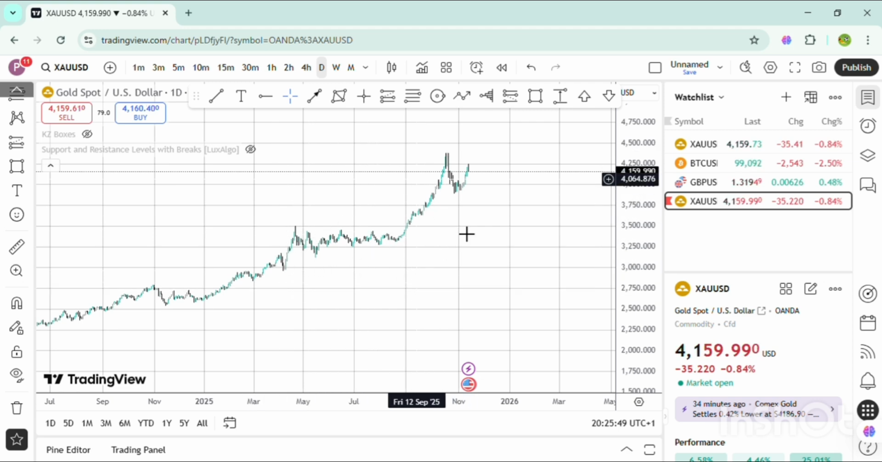On the daily time frame, you can't take your trades because it's going to take years before it plays out. So we're breaking it down. That's why we're breaking it down from the daily time frame to 4 hours, 1 hour, and 15 minutes.